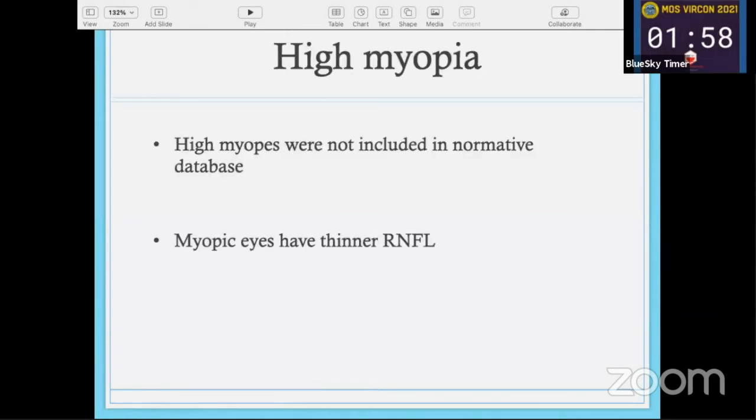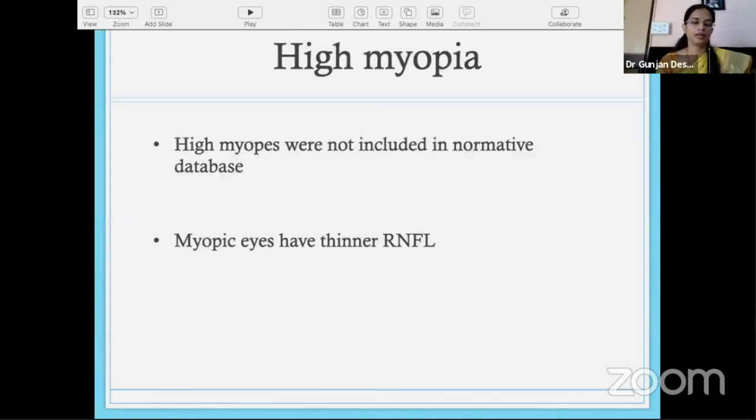A small mention that I wanted to make about high myopia. Now, considering the database, the refractive errors that were included were from +8 to -12, and therefore anything which is more than +8 or more than -12, such patients have to be considered with caution. Such printouts need to be considered with caution. Myopic eyes have a thinner RNFL, as I have already said, as compared to the normal population.